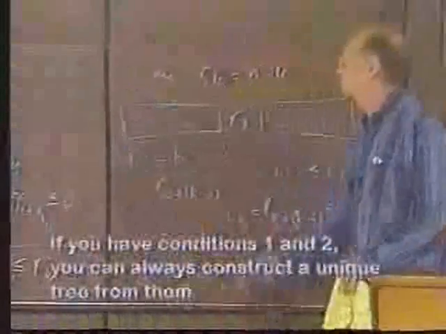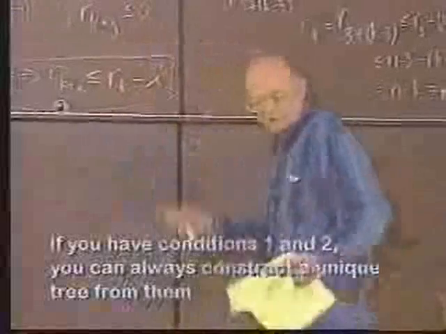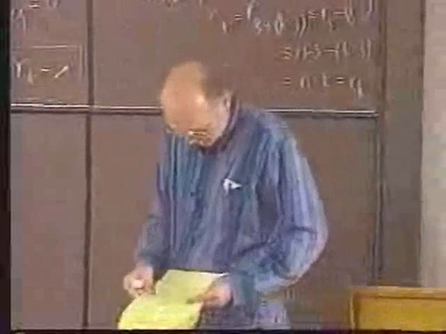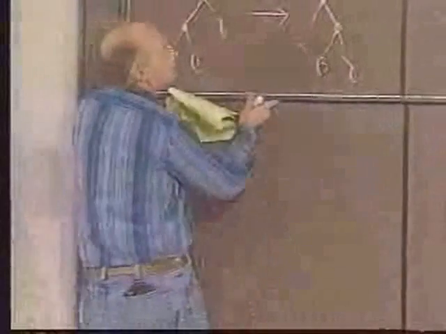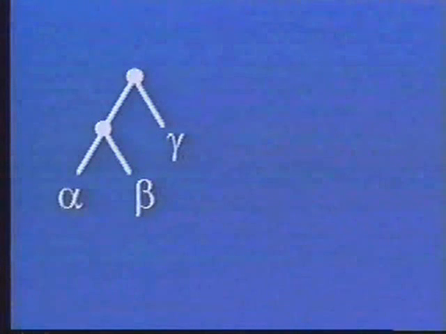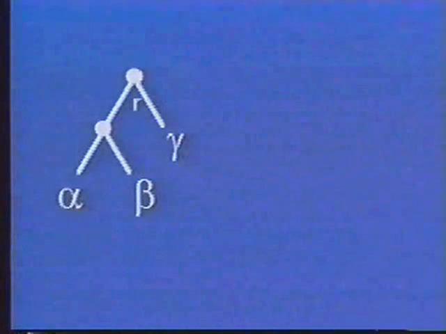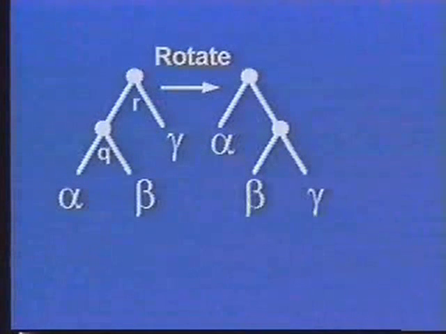So if you have conditions 1 and 2, you can always construct a tree from them, and that was the only tree that does it too. So you see that it's unique. Okay. Now, let's look at what a rotation does. What does a rotation do in this encoding scheme? Suppose I have a rotation, where gamma has R nodes in it, and suppose I have Q here, so there were Q internal nodes in beta. And now I rotate that, and I get another tree with alpha here and beta gamma here.